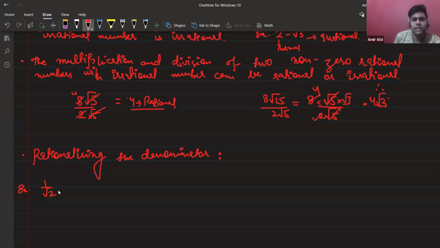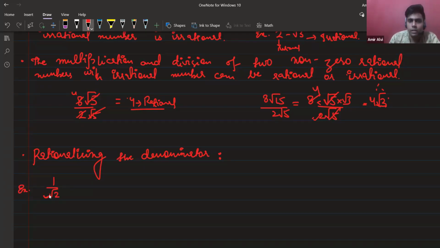Obviously, it's irrational here because root 2 is involved. Yes or no? Let me write it again. Now, Simran, are you able to represent this on a number line? It is very difficult to represent on a number line. But if we make this denominator a rational number, then it would be easier for us to represent on the number line.